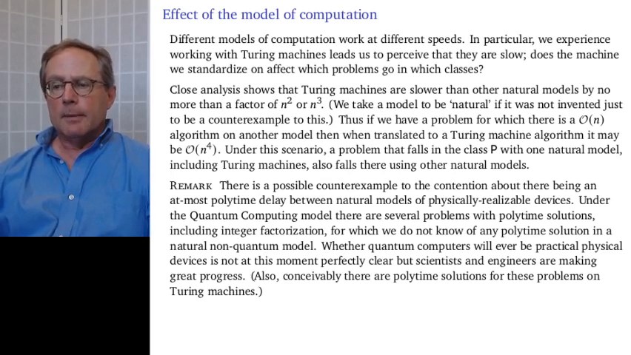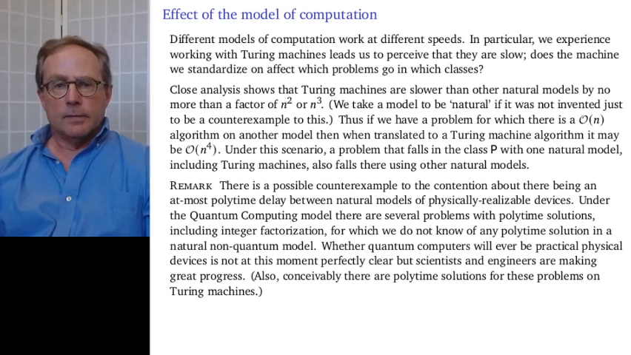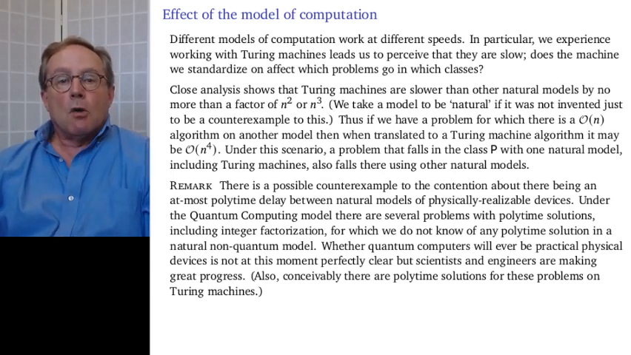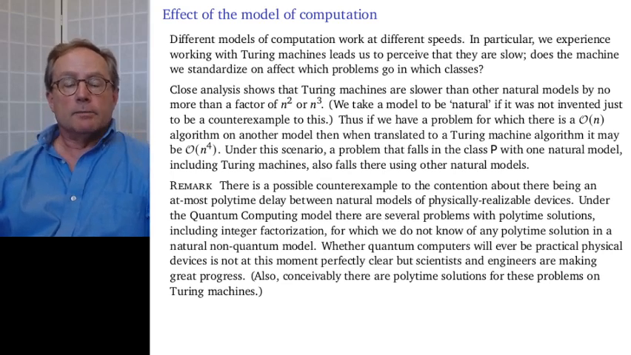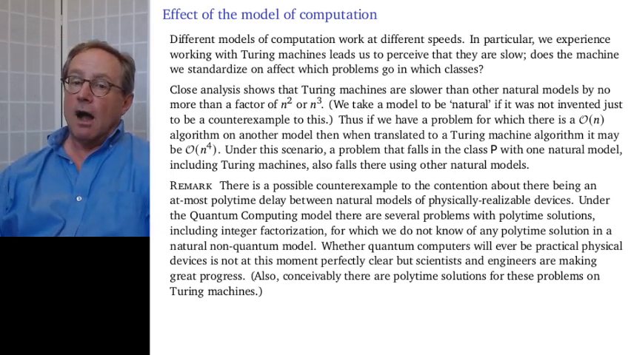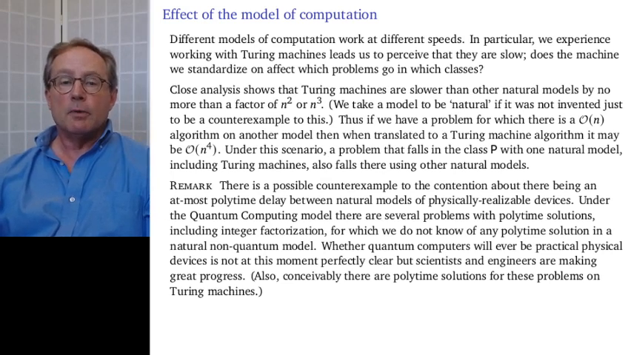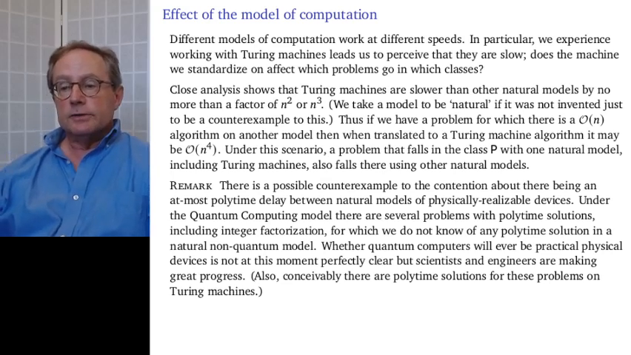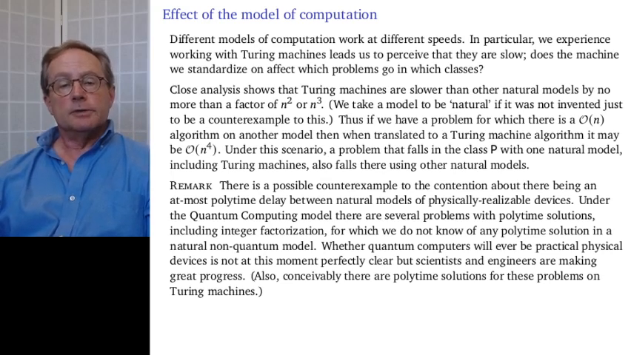So again, the example listed here is integer factorization. We know of an algorithm to factor integers that runs in polytime on a quantum model, but we don't know of a way to do it in polytime on a non-quantum model, on a Turing machine. Now, whether quantum models will be practical, physically realizable devices, I think it's fair to call that still an open problem, although an awful lot of progress is being made. Also, conceivably, there are polytime solutions for integer factorization on a Turing machine.